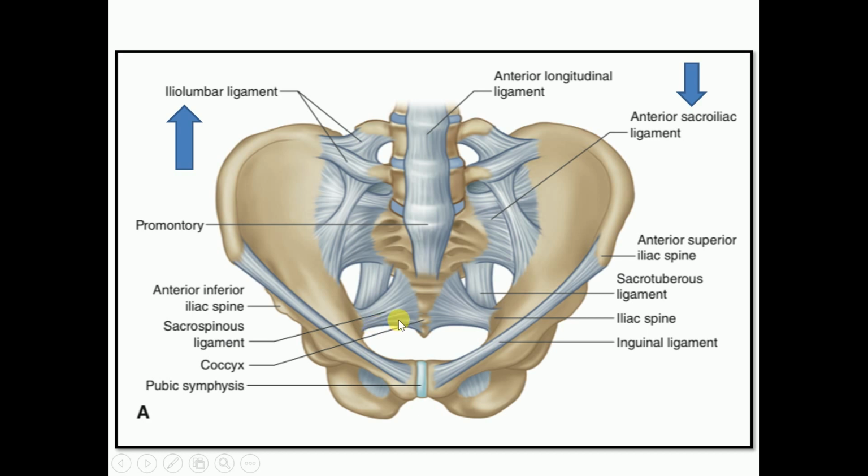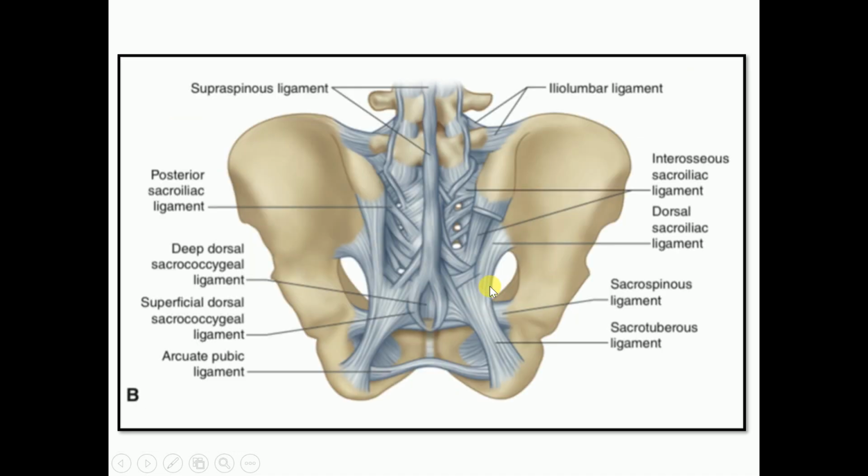Now from the posterior inferior aspect, other ligaments are there, that is the sacrotuberous ligament and sacrospinous ligament. Now what is the sacrotuberous ligament? It is a strong band of fibrous tissue. It has a broad upper medial end and a narrow lower lateral end. The upper end is attached from above downward to the posterior superior iliac spine. This one is the sacrotuberous ligament.